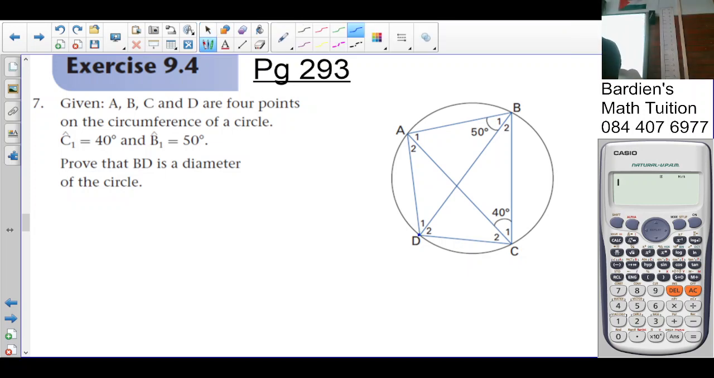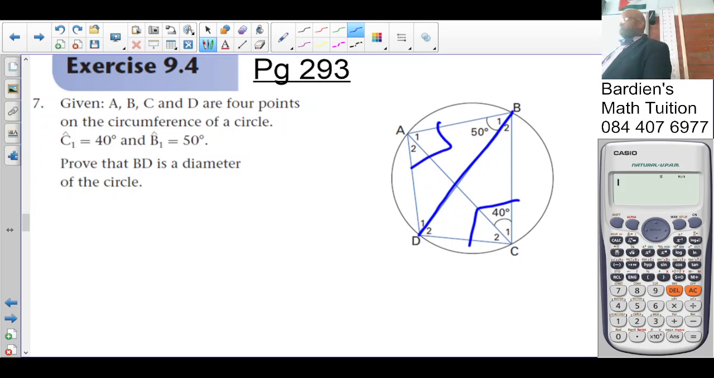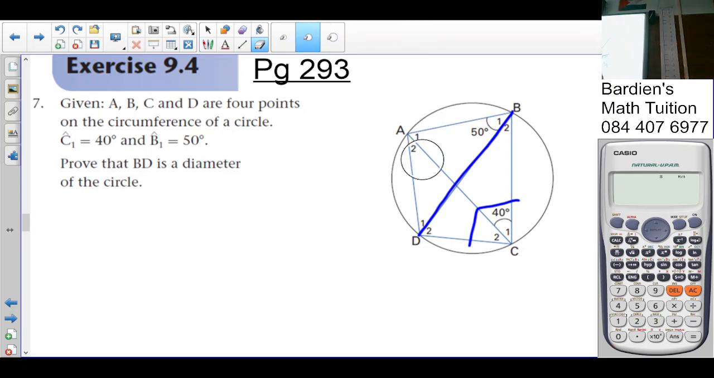So the question you should be asking yourselves: if BD was a diameter, what could you have concluded? Angle C is 90, or angle A is 90. One of the two. So to prove that BD is a diameter, we need to state that angle C1 and 2 is 90.